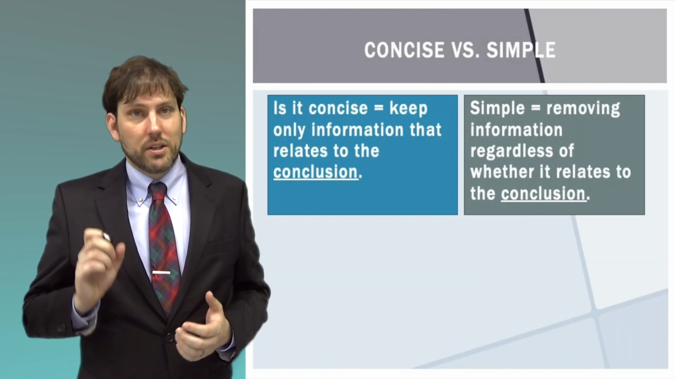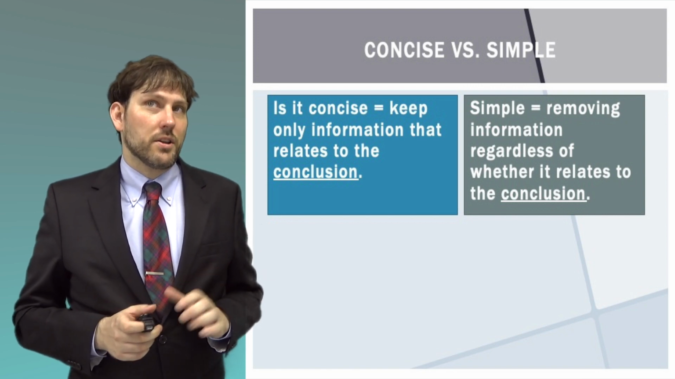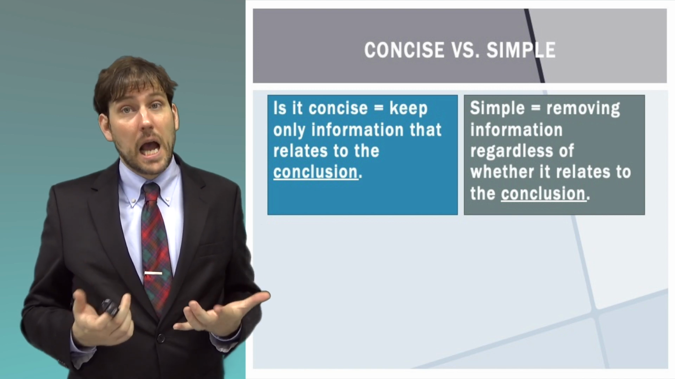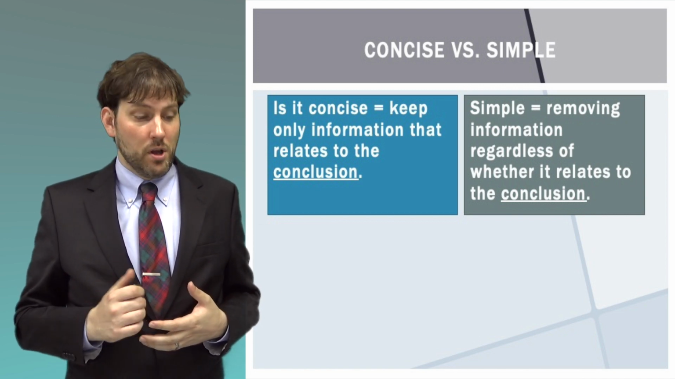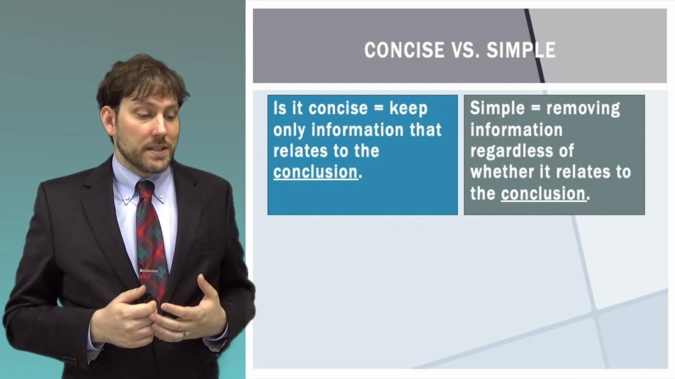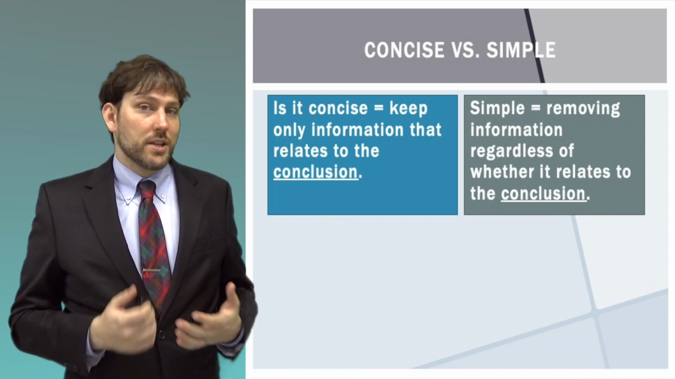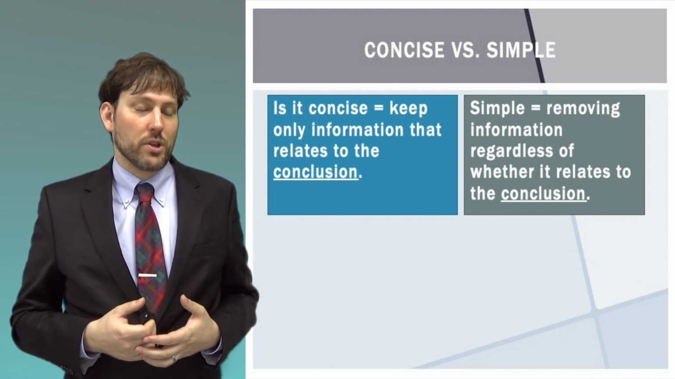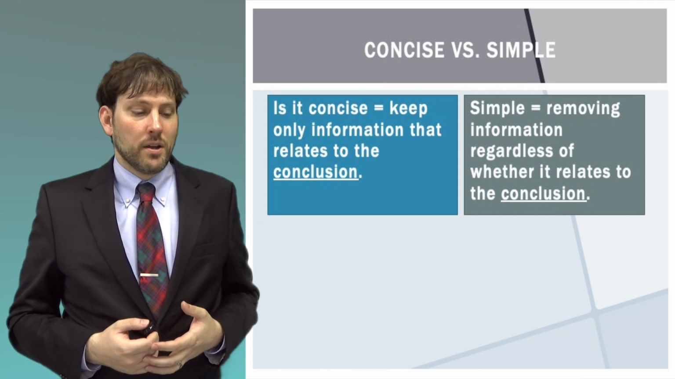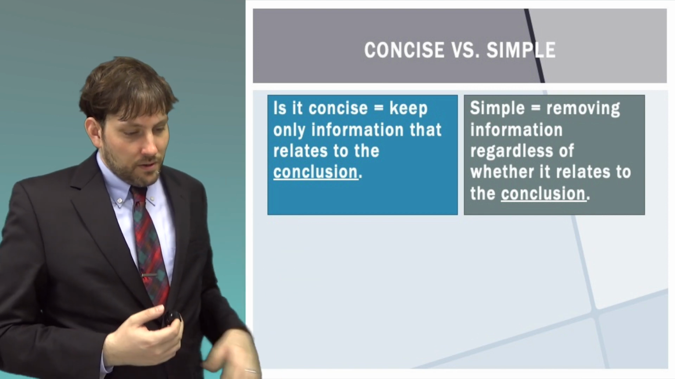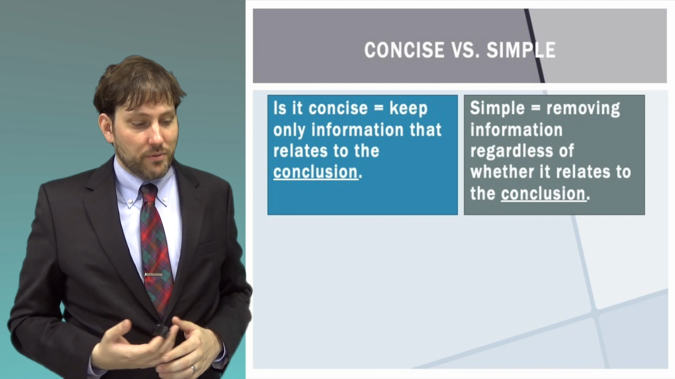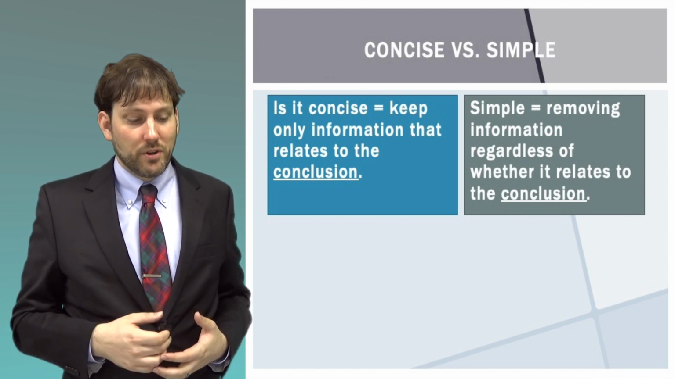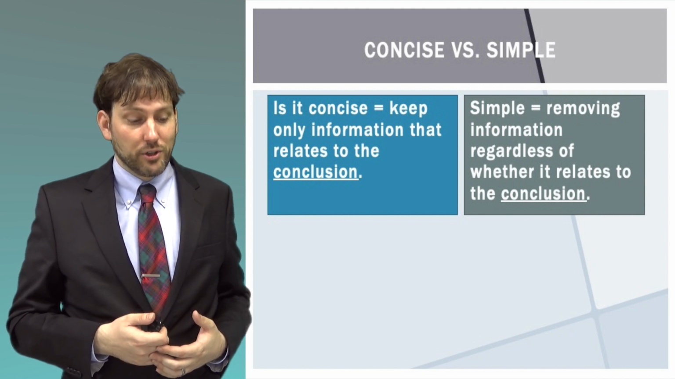Now, there's something important here, and this matters greatly, and it's easy to see in the Japanese words for this, a little harder in the English ones, but concise does not have the same meaning as simple. If something is concise, it keeps only the information that relates to the conclusion. If something is simple, it removes information regardless of whether it relates to the conclusion. So, we have an example here. Concise, removing information unnecessary to the conclusion. Simple, removing information regardless of whether it relates to the conclusion.